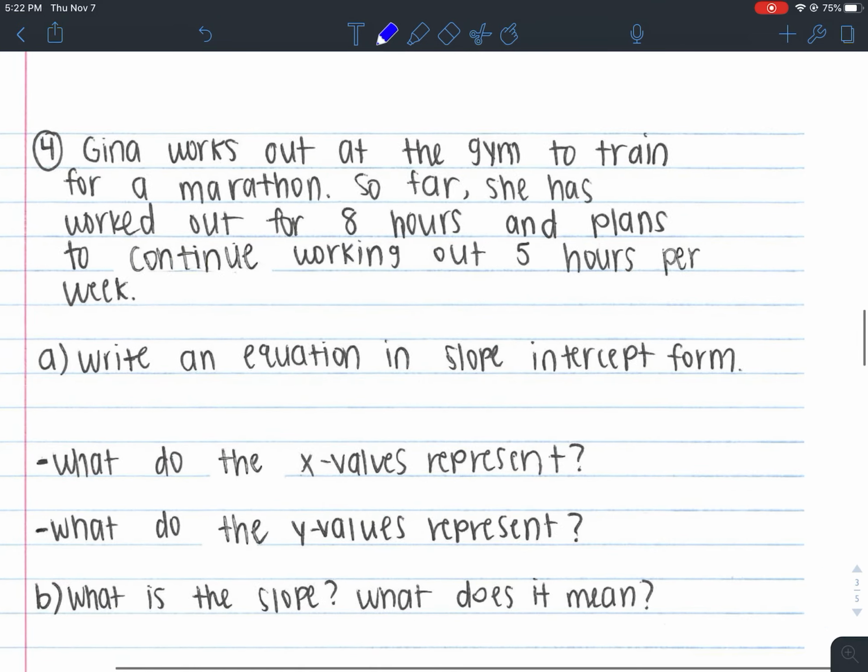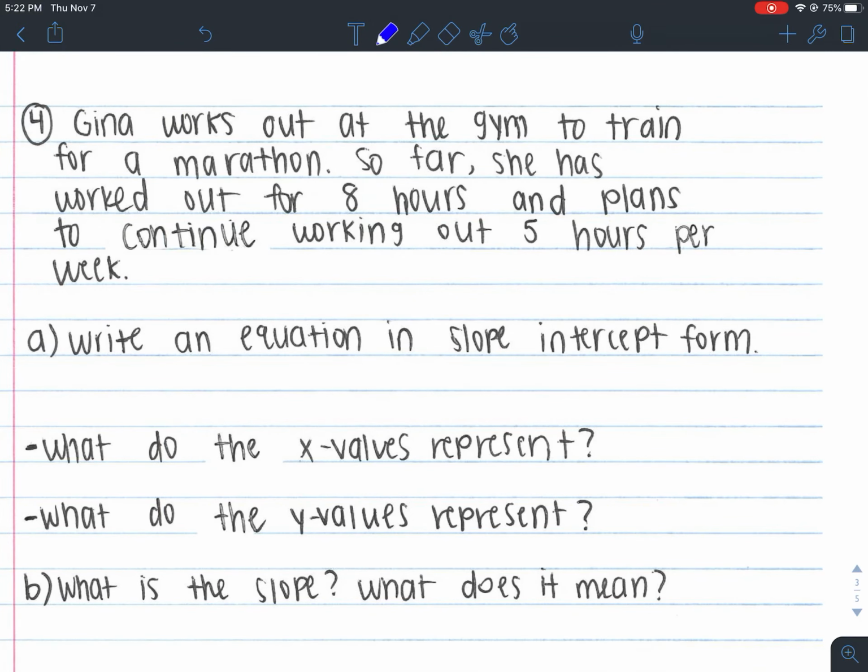All right. Moving on to number 4, Gina works out at the gym to train for a marathon. So far, she has worked out for 8 hours and plans to continue working out 5 hours per week. So she's already worked out for 8 hours, and then every single week she's going to work out for 5 hours no matter what, okay? So now we're going to write an equation in slope-intercept form.